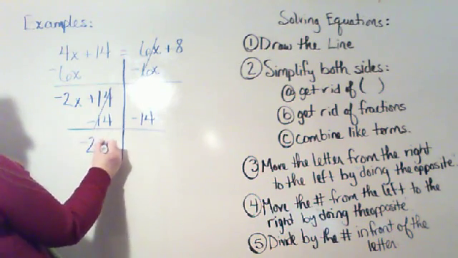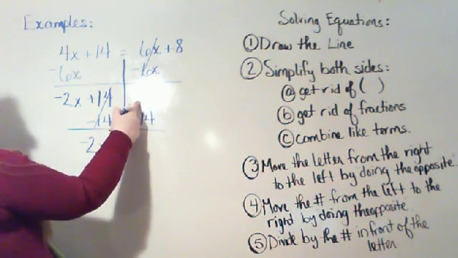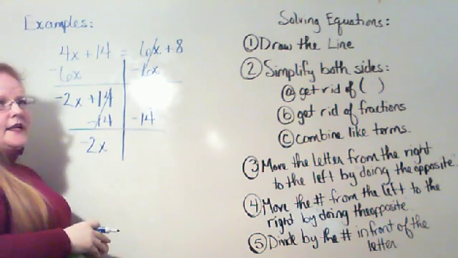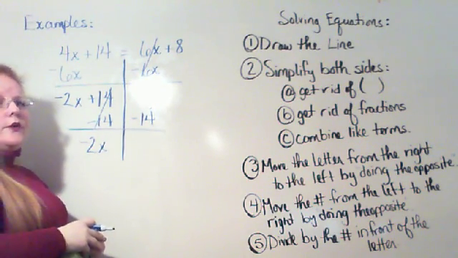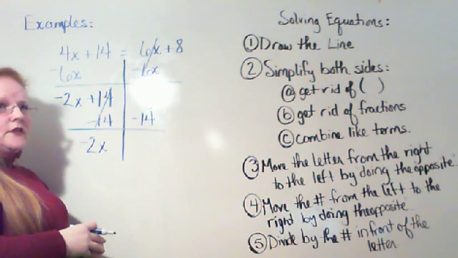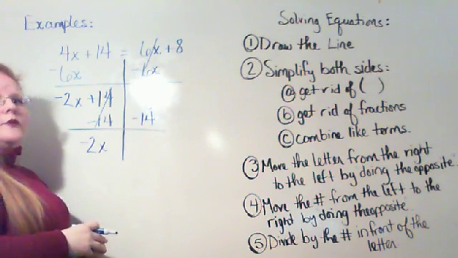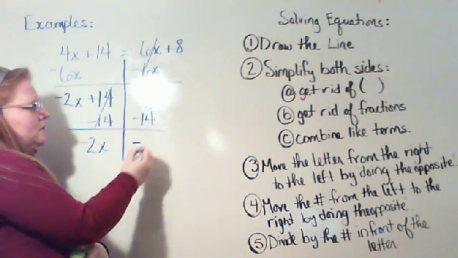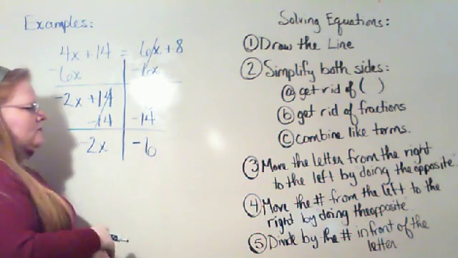So that leaves me with negative 2x, positive 8, and a negative 14. If you have $8, but you owe your mom $14, you could still give her the 8, but you're still going to owe her some money. How much money are you going to owe her? $6.